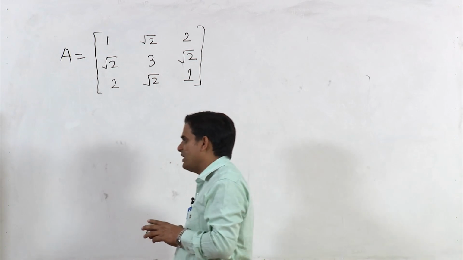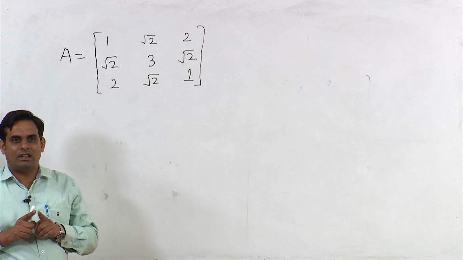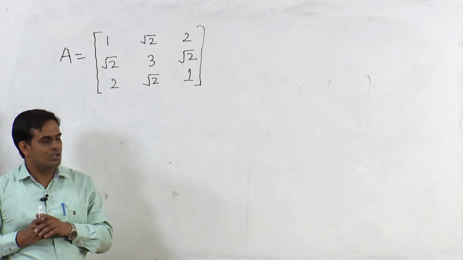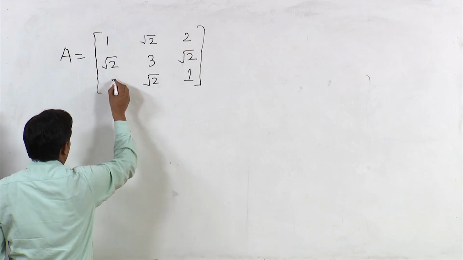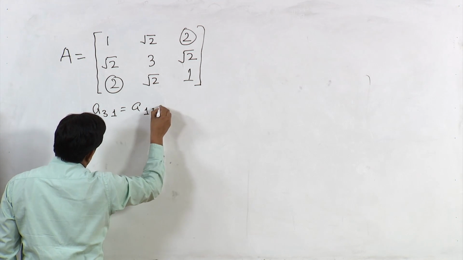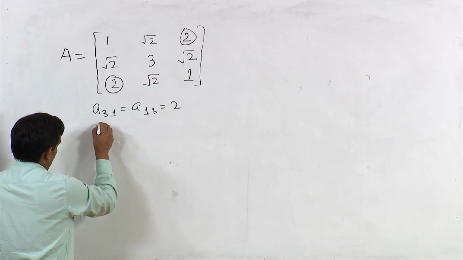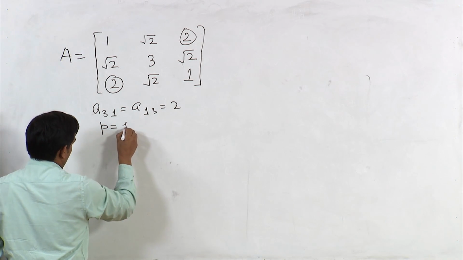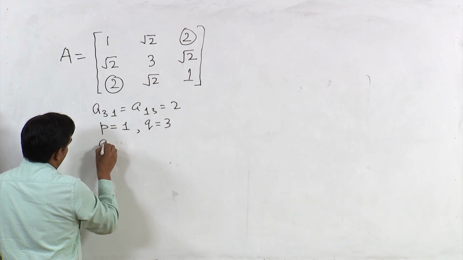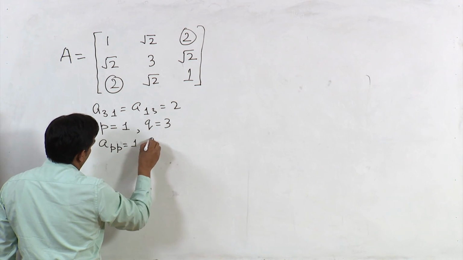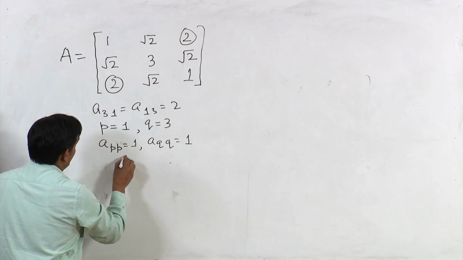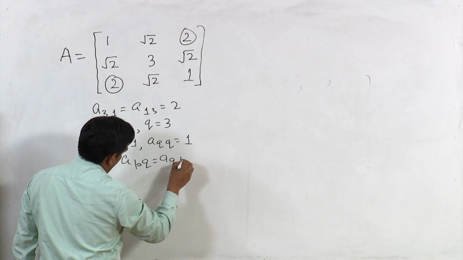Now, first of all, in the Jacobi method we will look for the off diagonal element having the maximum absolute value, because we will perform a similarity transformation to make it 0. If I look at the off diagonal elements, the biggest one is A31 equals to A13 equals to 2. It means my P is 1 and Q is 3. So, APP is 1, AQQ is 1, and APQ equals to AQP equals to 2.